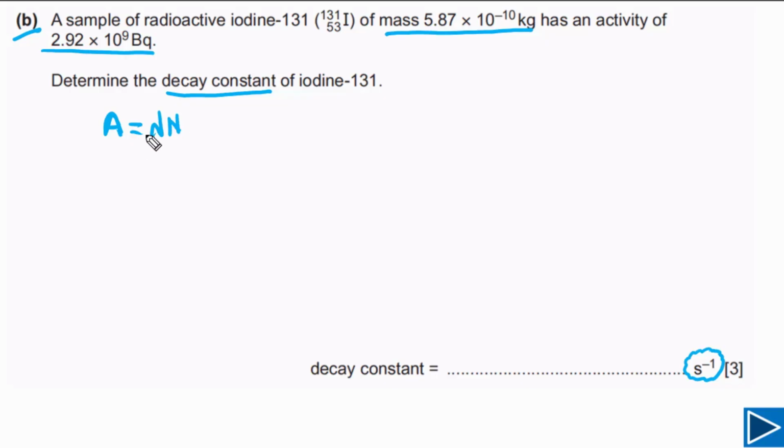In this case, we will not use the negative sign because we just need to do calculations, so we don't need to worry about the negative sign. Now, if we rearrange this one, we can say lambda is equal to A over N. A is given, so activity is given here, so simply we can plug in here. But the problem is that we don't have the number of nuclei. So the question is how we can calculate the number of nuclei.